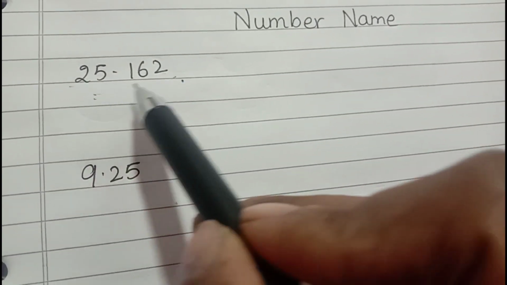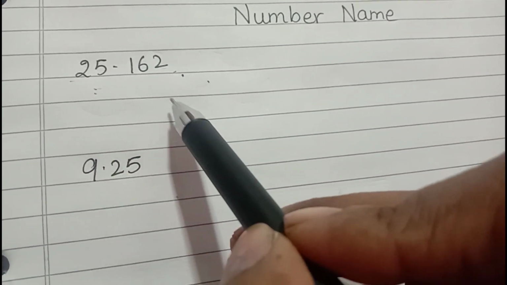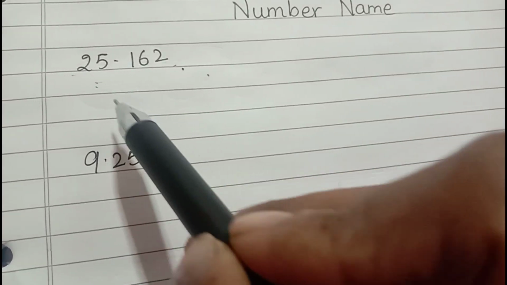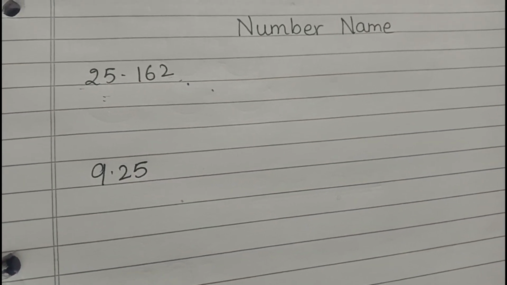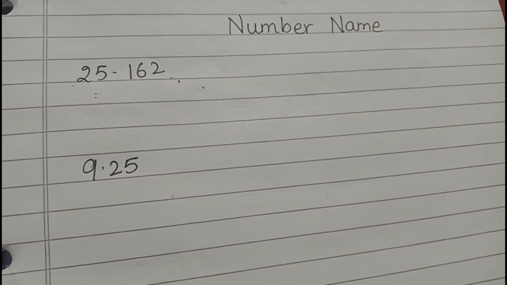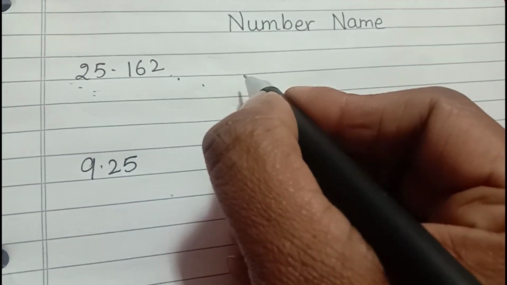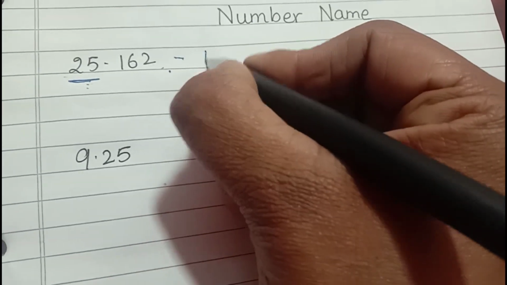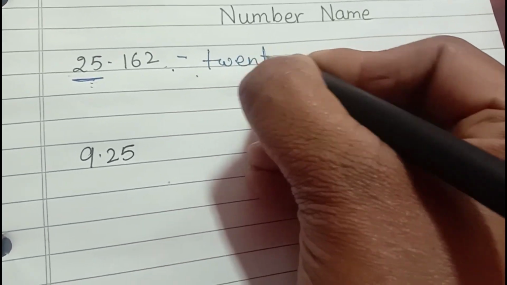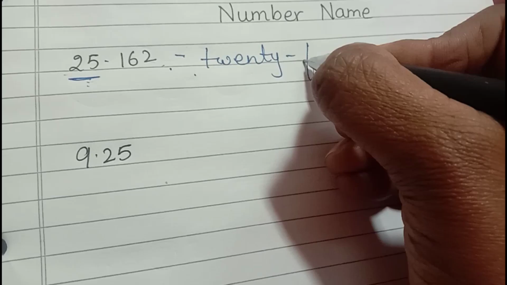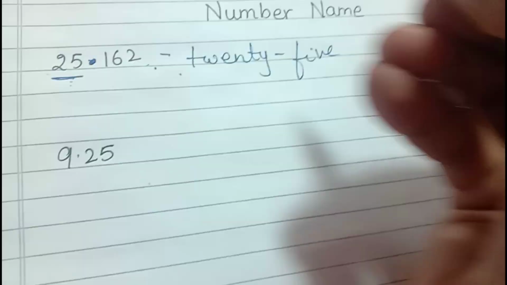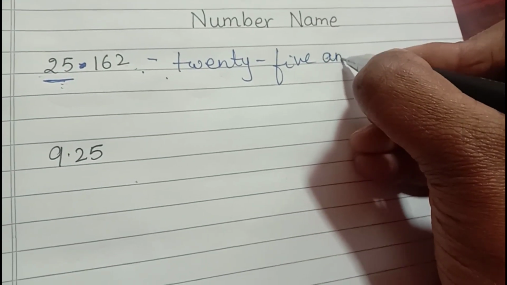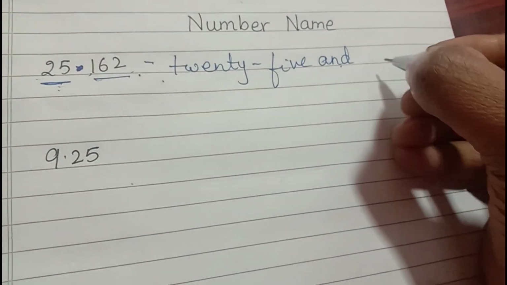Now children, we will see how to write the number name of any decimal number. See, the way we write the number name and the way we read it is quite different. So first we will learn how to write the number name, and then we will learn how to read the number. Whenever we write the number name of a decimal number, the whole number we write like this only. So 25, I will write like this only. 25. Now this point we will write as "and". And then 162.